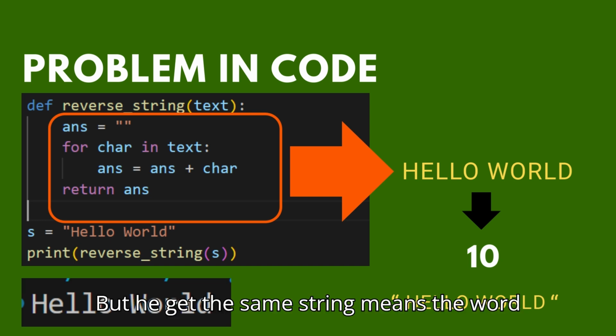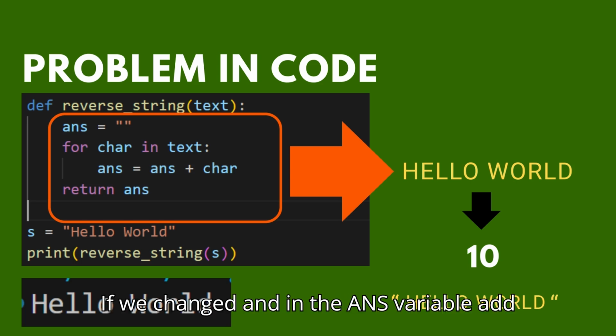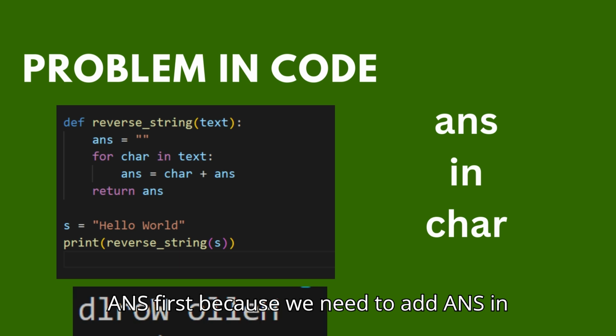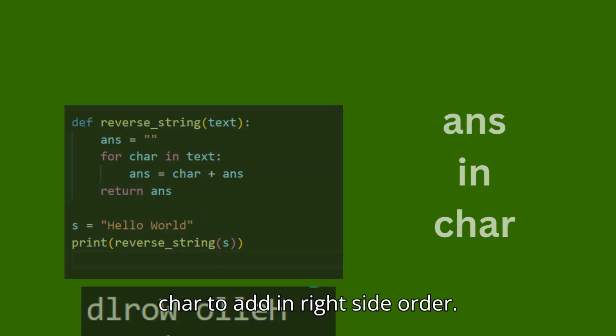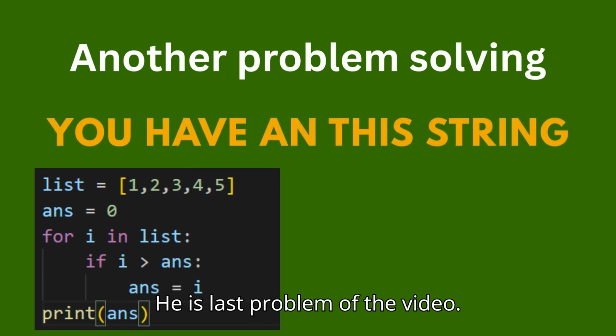But it gets the same string, which means the word adding logic is not correct, so we need to correct that. If we change it and, in the ans variable, add the char to ans first, because we need to add the characters in right side order. And we need to solve another problem. It is the last problem of the video.